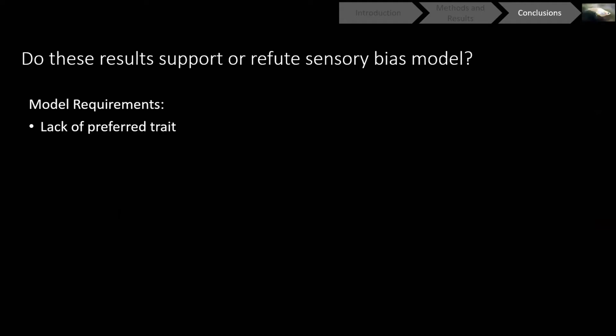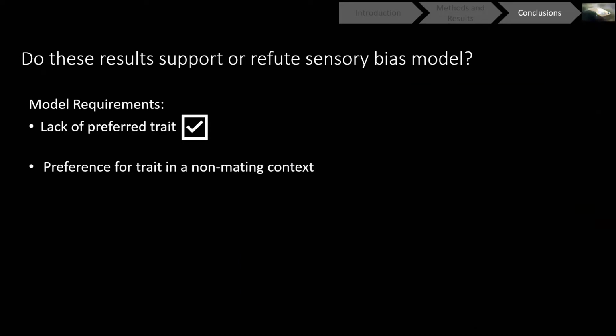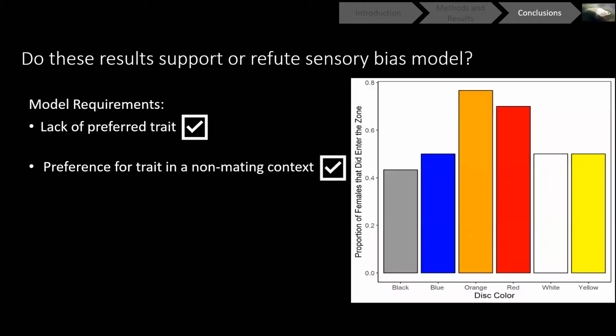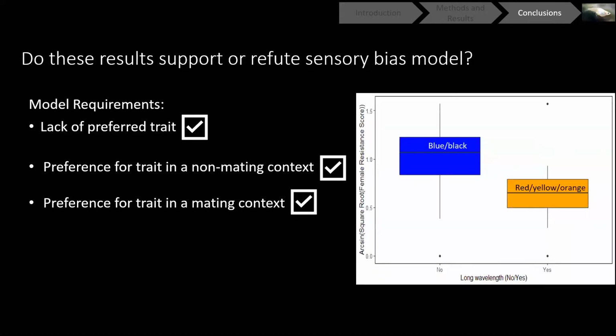To show the sensory bias model, we need to first show that there's a lack of the preferred trait, which is obvious in this species. Additionally, we need to determine that the preference exists in a non-mating context, which I showed here in these disc trials. And then finally, I also need to show that the preference for that trait exists in a mating context, which I showed during the free swim trials. So overall, these results would support the presence of the sensory bias model as an explanation for long wavelength color preferences in Japanese medaka.